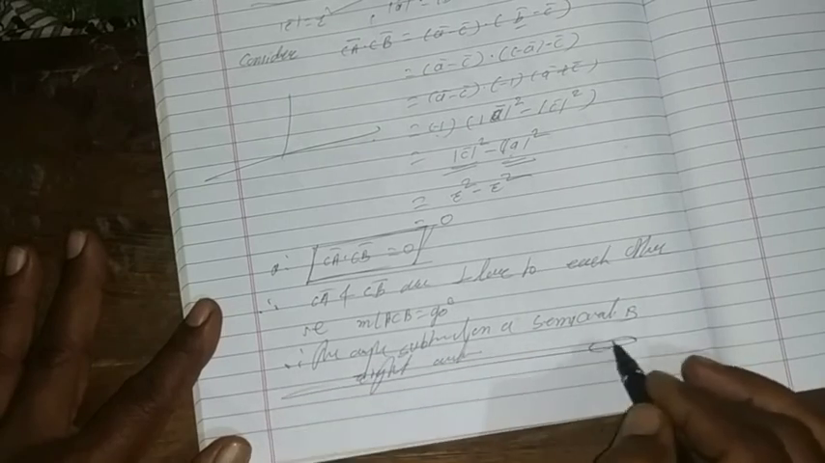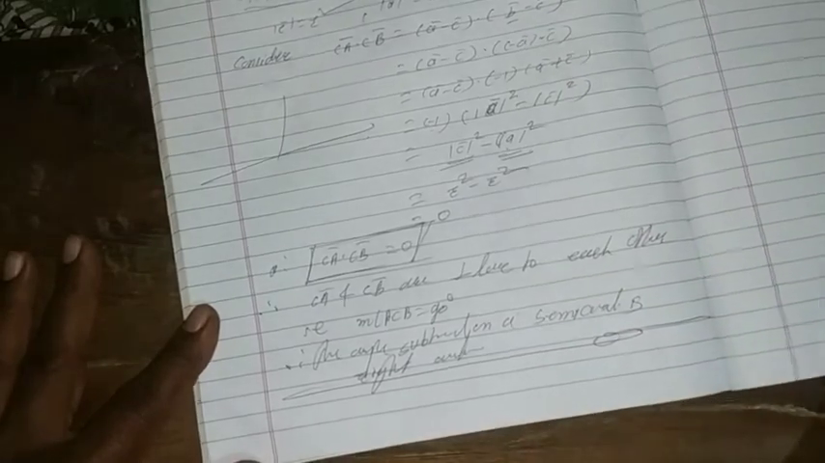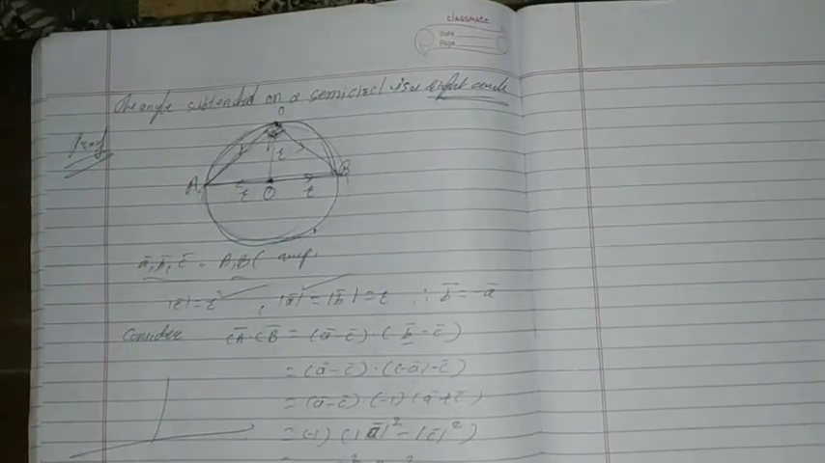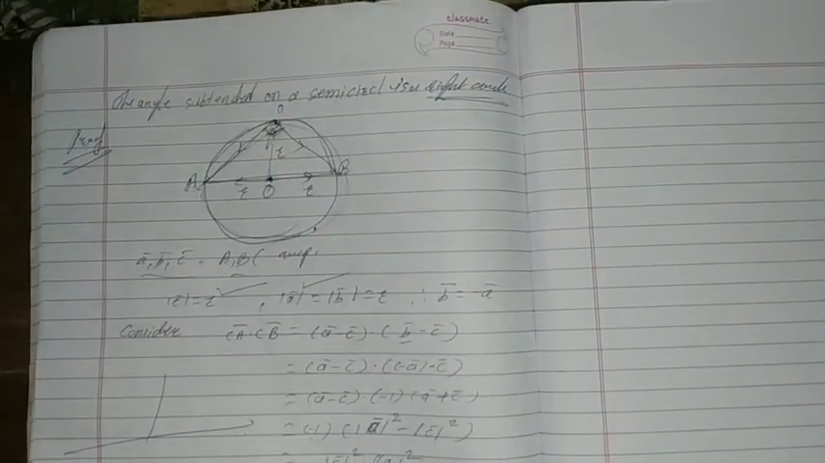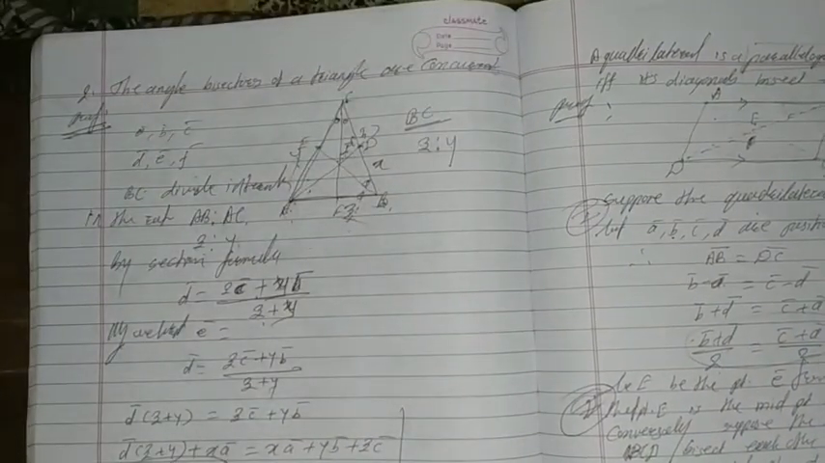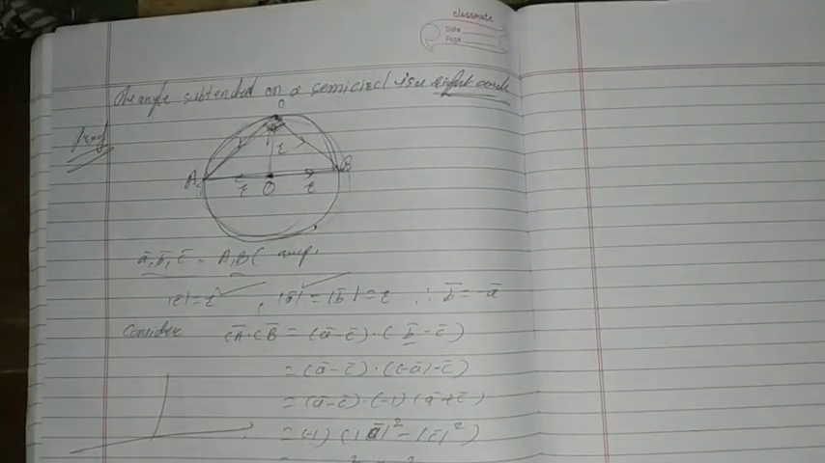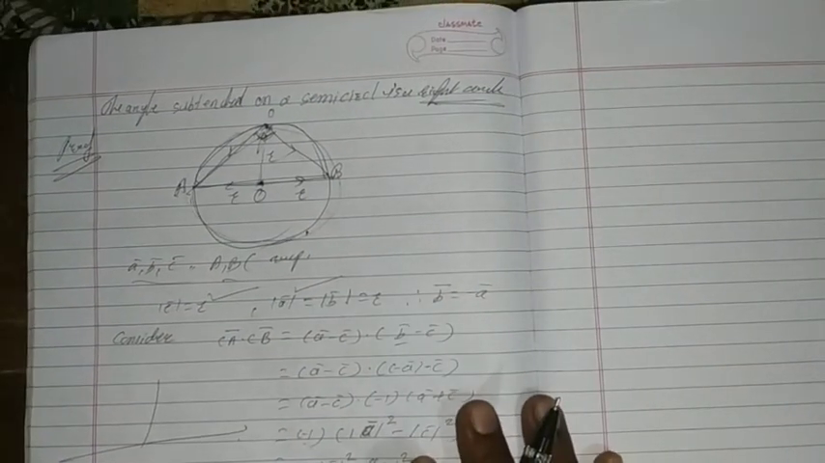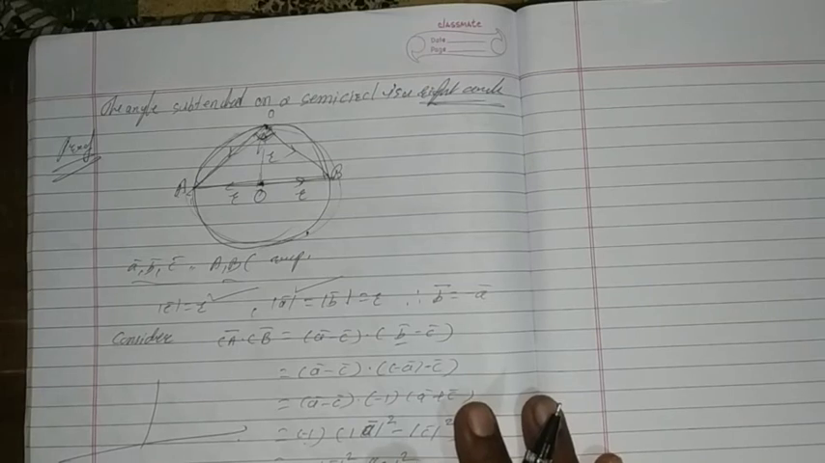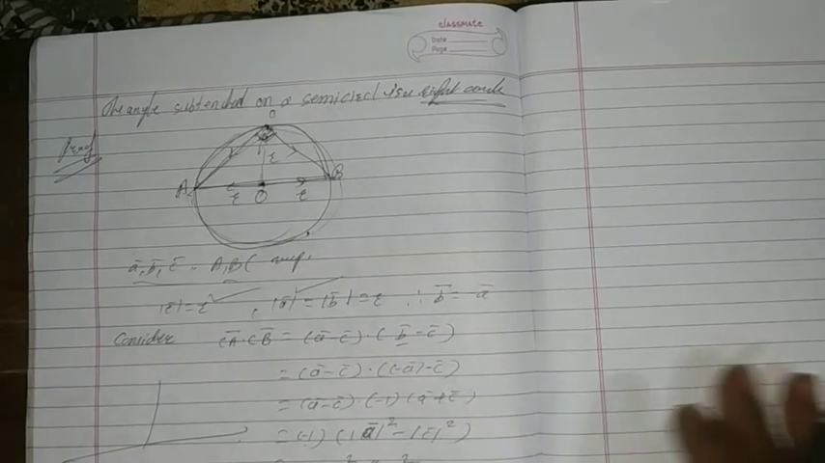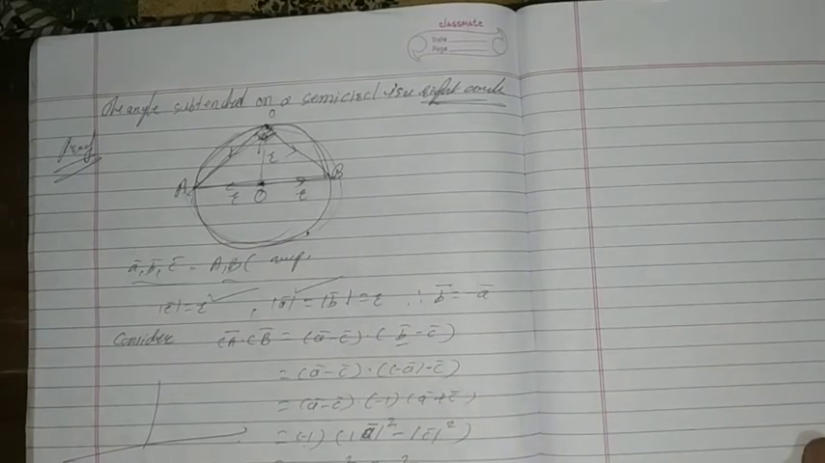In this lecture we have to show two properties. First property is which property? The quadrilateral is a parallelogram. And second property, the angle subtended on a semicircle is a right angle. Next chapter we have to show the next property and examples of these properties.